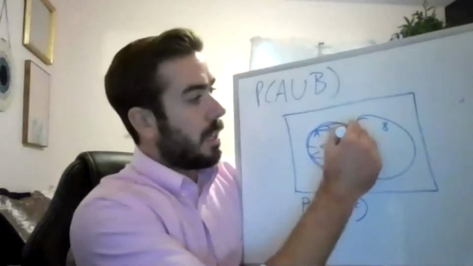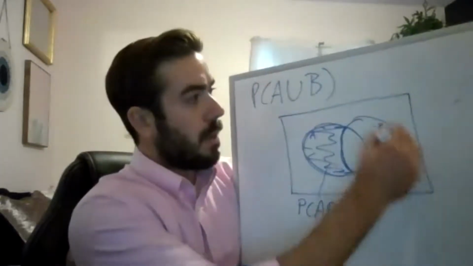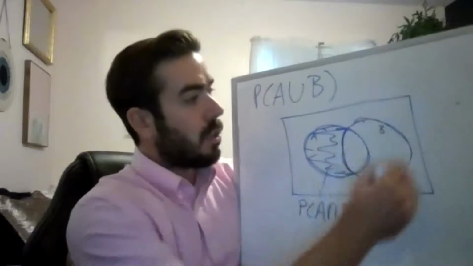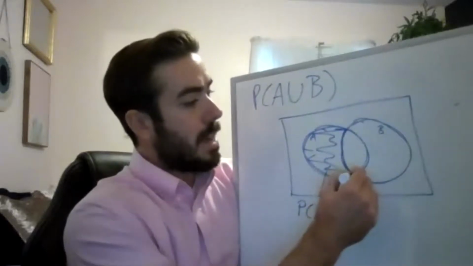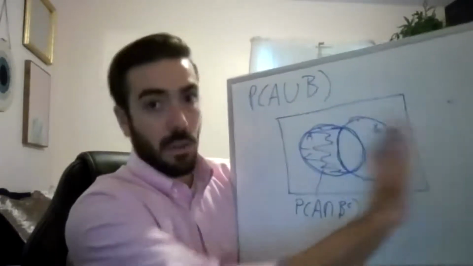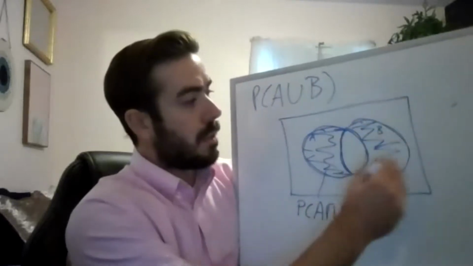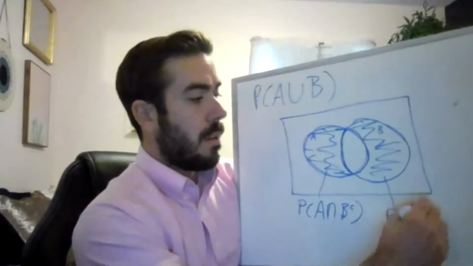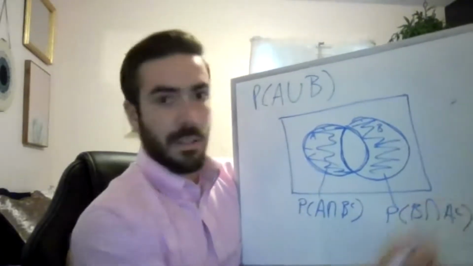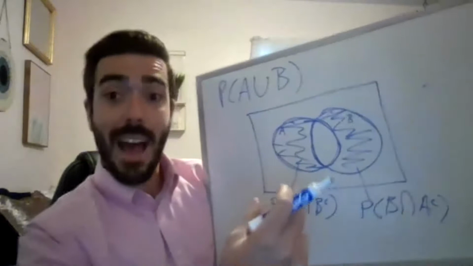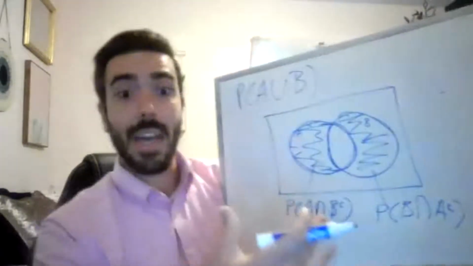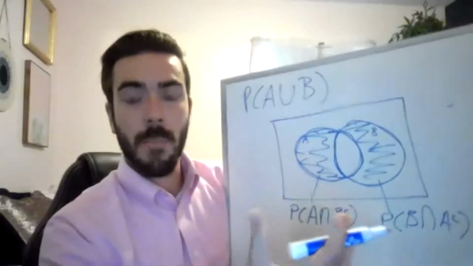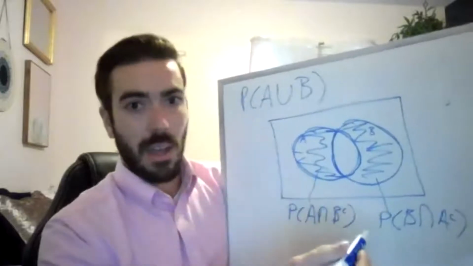I do the same thing over here. I'll do this kind of crescent moon over here. That's everything that's in circle B, but not in circle A, right? So this is everything that's in circle B and not in A. When I say not A, that's the same as A complement. That's what complement means, right? A complement means everything that's not in A.